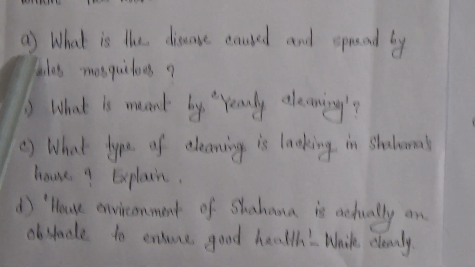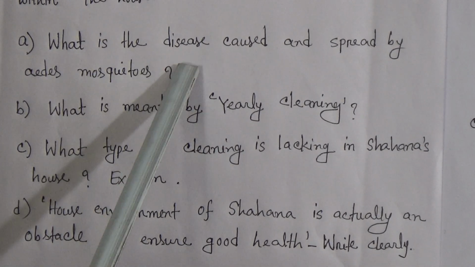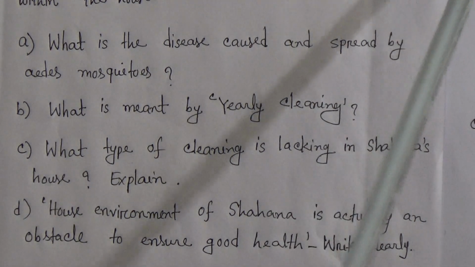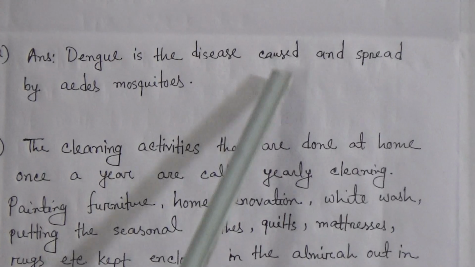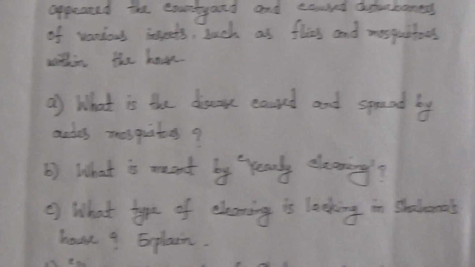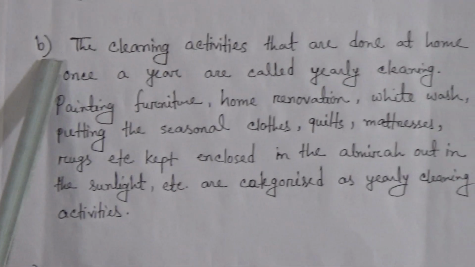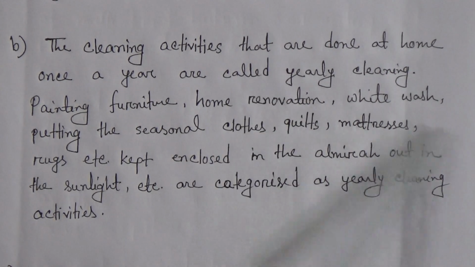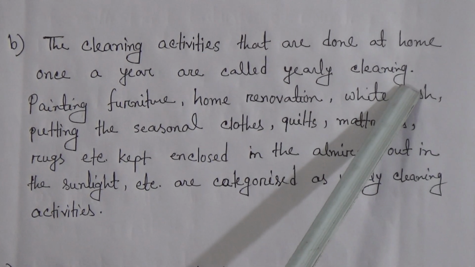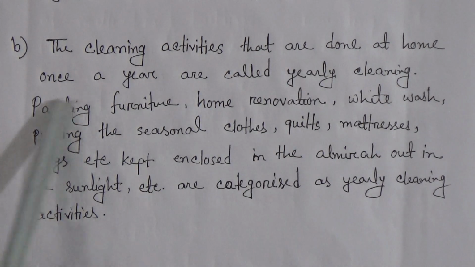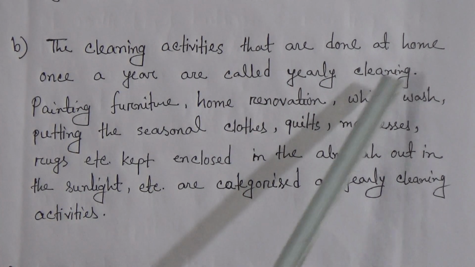Question A: What is the disease caused and spread by Aedes mosquitoes? Answer: Dengue is the disease caused and spread by Aedes mosquitoes. Number B: What is meant by yearly cleaning? Answer: The cleaning activities that are done at home once a year are called yearly cleaning. So what is meant by yearly cleaning? The cleaning activities that are done at home once a year are called yearly cleaning.